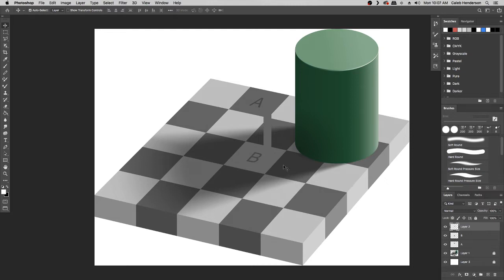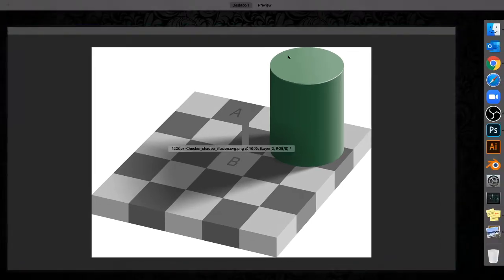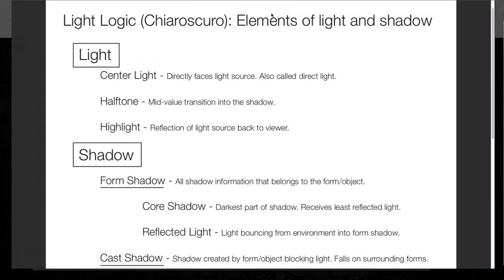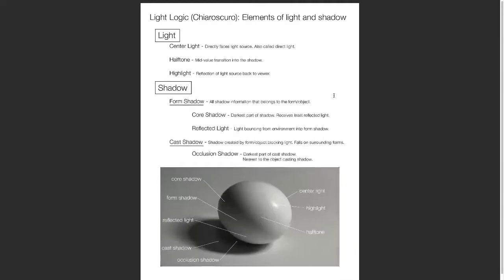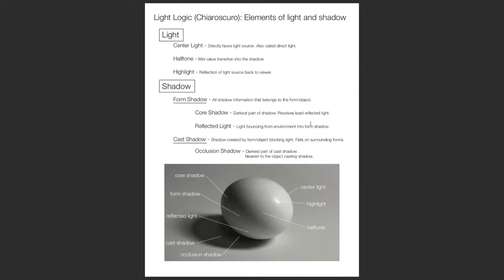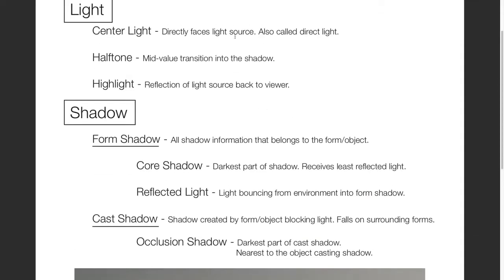And I'm going to bring us back around to this in a minute, but what I want us to do first is get some terminology. Inside of Canvas, you will see a link to what I'm about to bring up, which is this handout. It's light logic, or as the Italians called it back in the day when it first started being played with, chiaroscuro, which just means light and shadow.